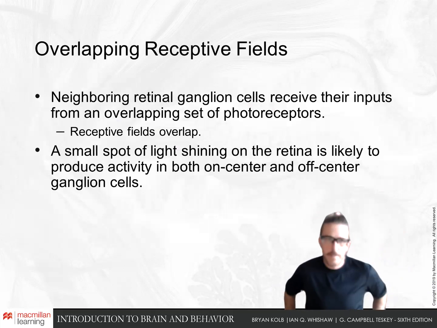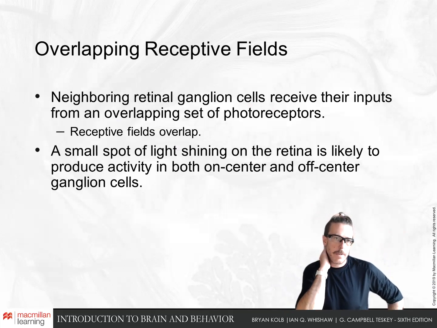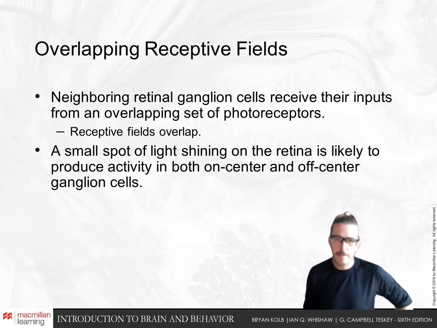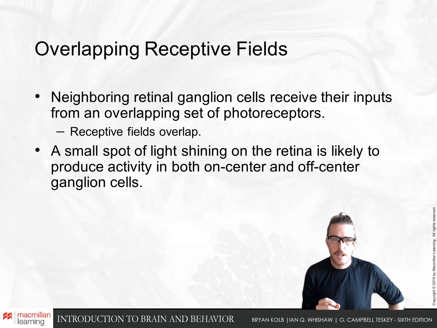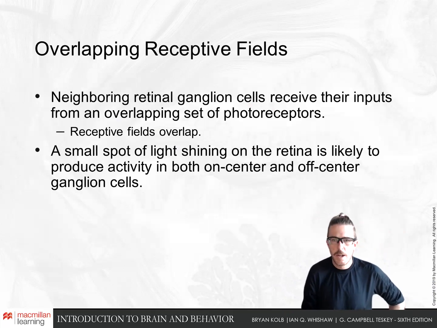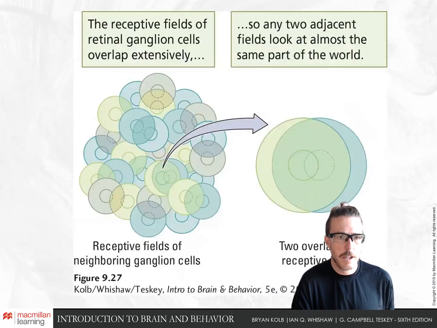So adjacent retinal ganglion cells receive input from overlapping sets of photoreceptors. So as we saw, the receptive fields overlap. So if you shine a small spot of light on the retina, it will hit some of the on and some of the off center of many of these cells at once. Let's see what that looks like.